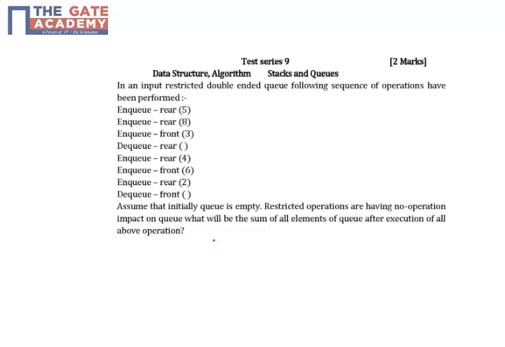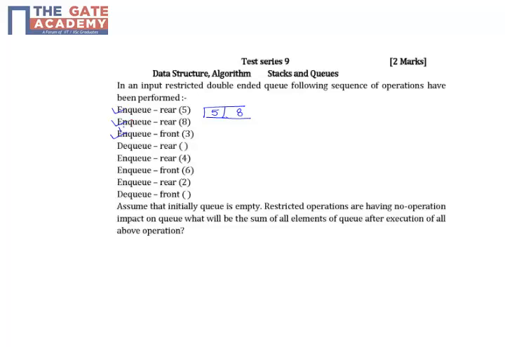So the first operation is NQ 5. So 5 will be NQ'd into my queue, so in the queue only 5 will be there. The second statement says NQ at rear 8, so I have added 8 in my queue. I have executed these. Third, NQ at front. NQ at front I'll have nothing, that means this is executed with no operation.